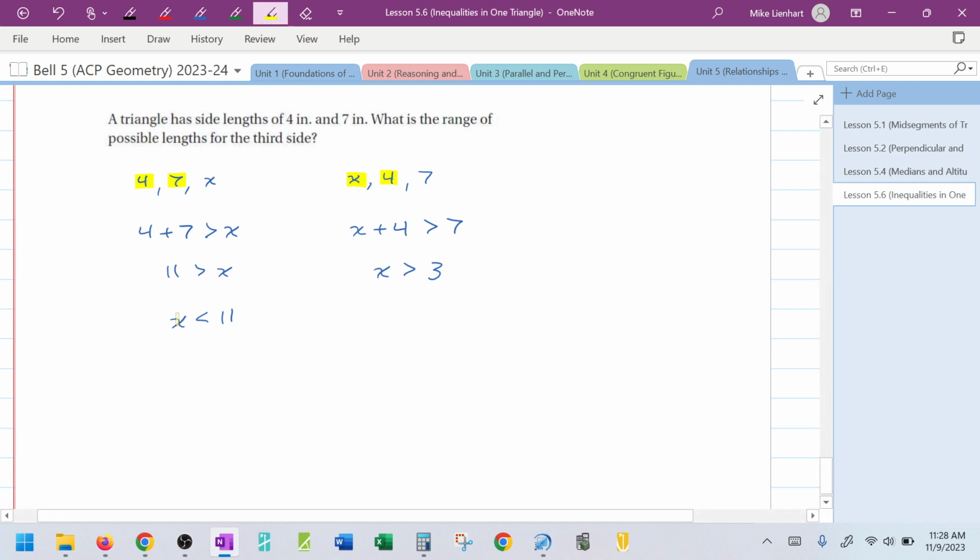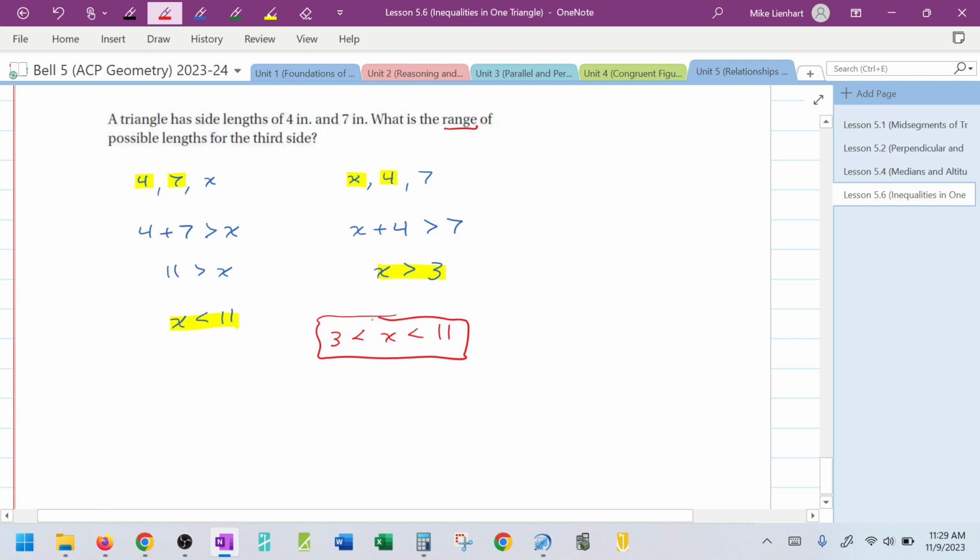So now I have to look at these two inequalities and merge them together into a range for the possible third side. Start with the smaller number. We're going to write 3 less than x less than the bigger side, 11. And this is my final answer.